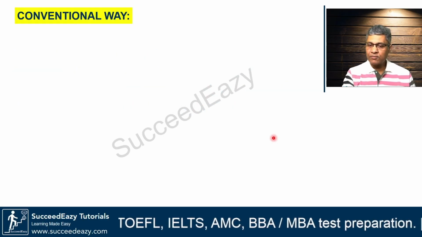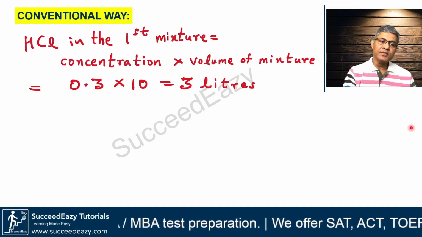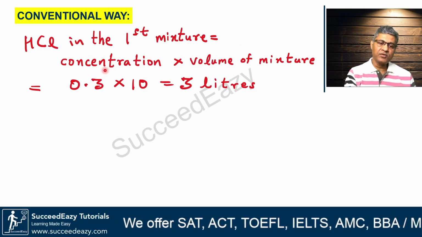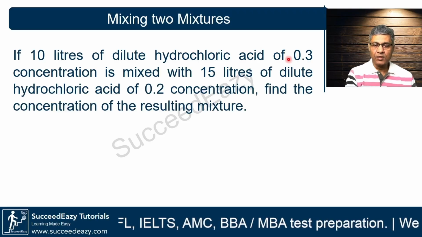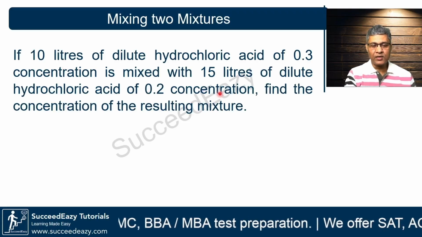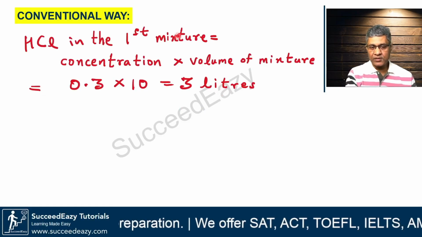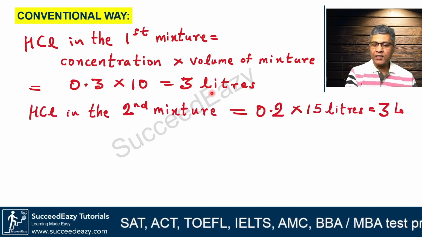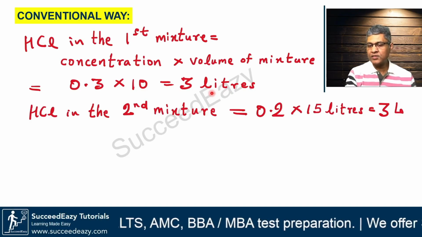So let's first solve this problem using the conventional way. Let's say HCl in the first mixture would be how much? The concentration is given as 0.3, the volume of the mixture is given as 10, isn't it? 0.3, 10. For the second one, it is given as 0.2 and 15. We'll use these values. So HCl in the first mixture is 0.3 into 10, that is 3 liters. HCl in the second mixture, for the same logic, would be 0.2 into 15 liters, that is 3 liters.